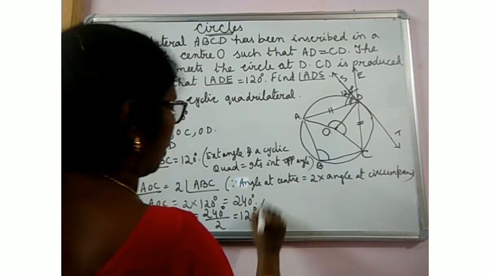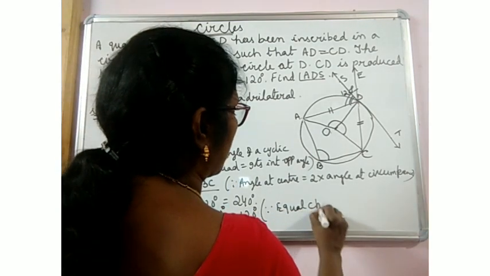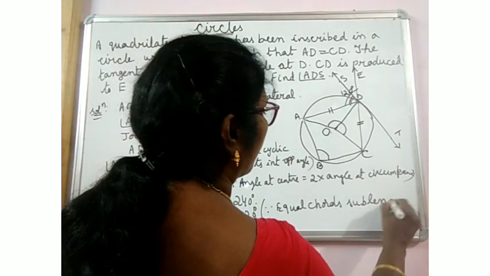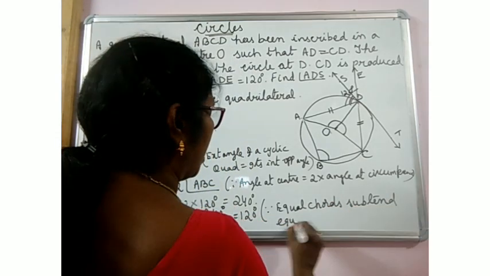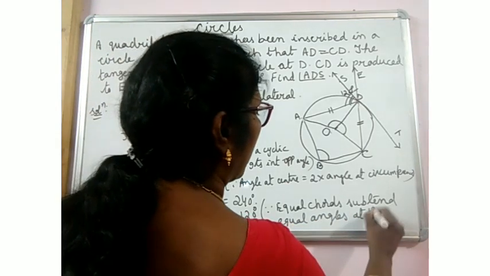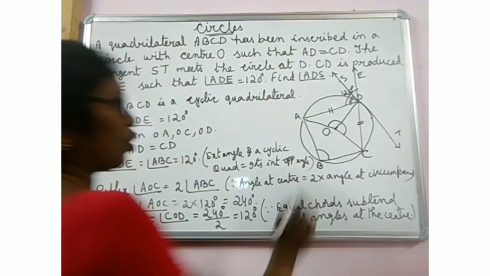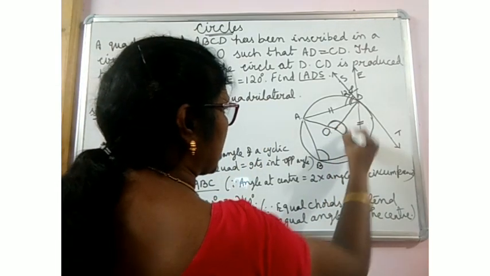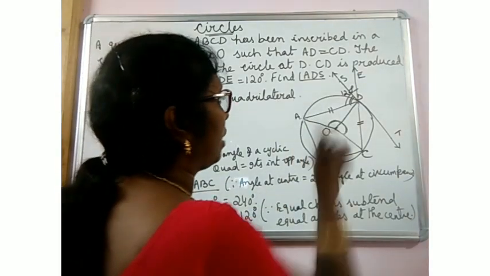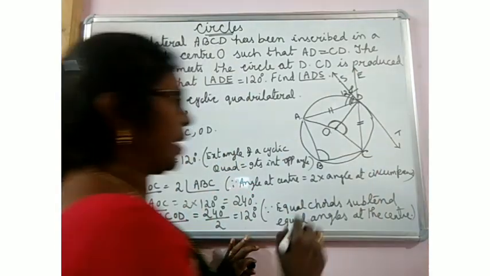Why are these two equal? Again, that reason you write: equal chords subtend equal angles at the center. Clear? So now we got this is 120, this is 120. We have to find angle ADS. This angle we have to find.